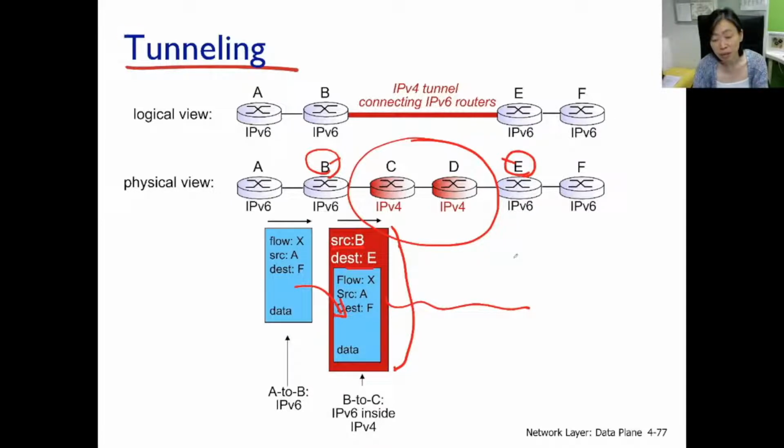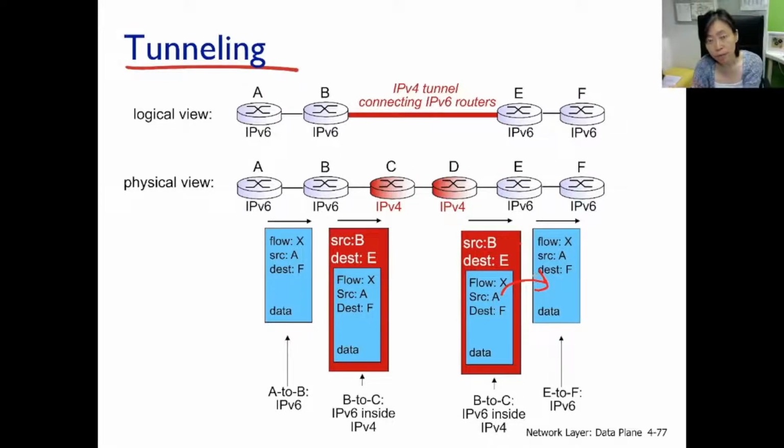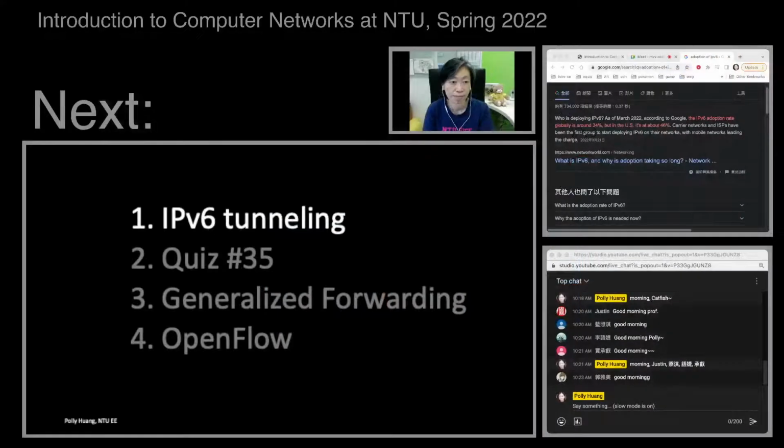At least to E. So E is going to receive the packet next, and being the border router, the other end of the tunnel, E is just going to extract the blue packet out of the red one and forward it down to the rest of the IPv6 space. And this is when F receives the packet that is supposed to go to F. All right, so that's a cool idea, isn't it?